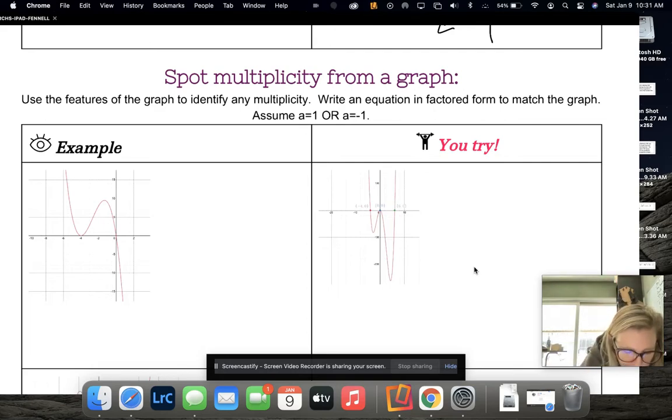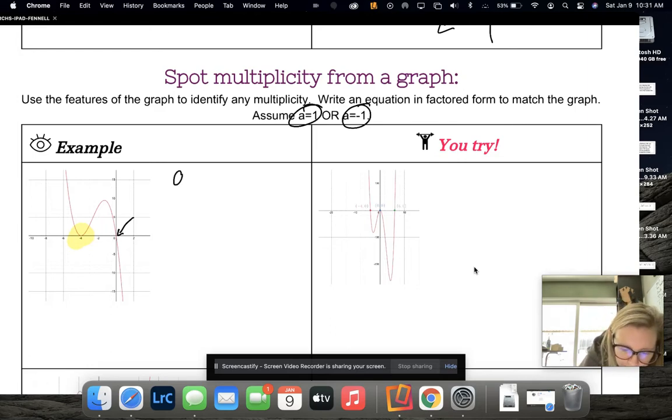So this right here appears to be a bounce point, so I would call that a multiplicity of 2. The other root that I have here is 0, and it's just passing right through. So we want to identify what the roots are, and it says to assume that we either have a positive a or a negative a, so just positive 1 or negative 1. So we don't have to solve for a here, but we do have to pay attention to what the arms are doing to decide if it's a positive or a negative a value.